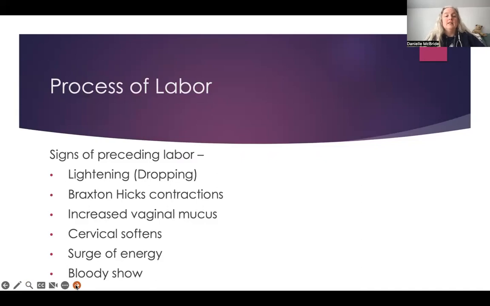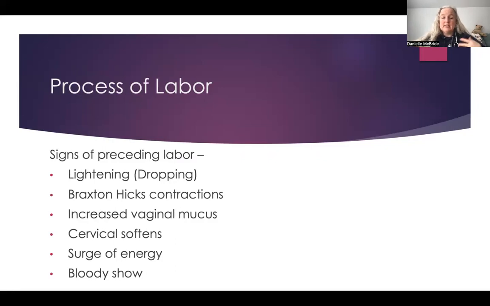Signs of labor. So some things that can show us that labor might be beginning. These are going to be things like what we call lightning, when the baby drops down into the pelvis. Moms might notice that because they might feel more urgency to pee, but also they can feel like they can breathe better. Braxton Hicks contractions. So now the uterus is practicing, it's squeezing, it's contracting.